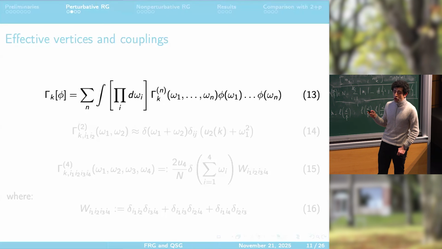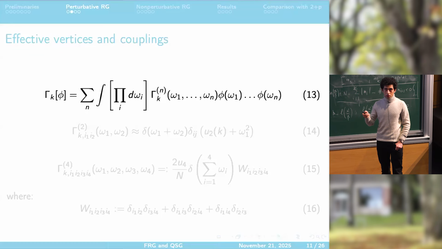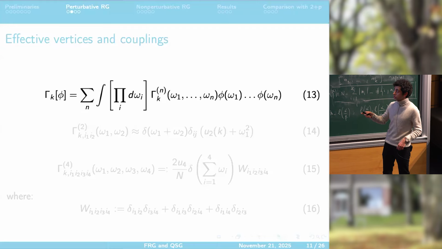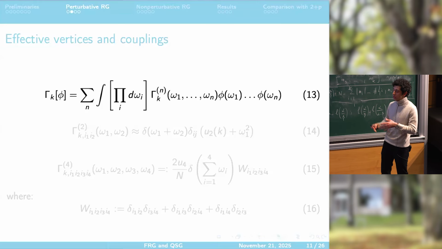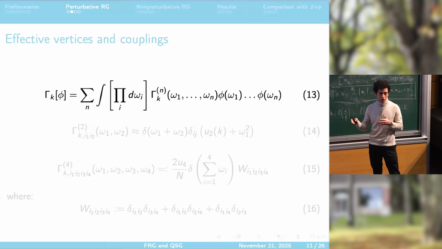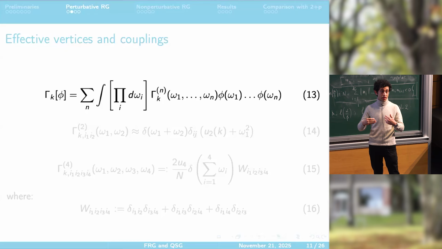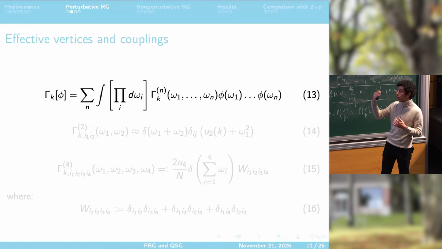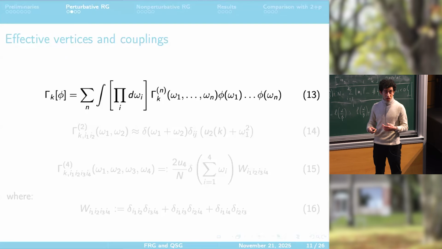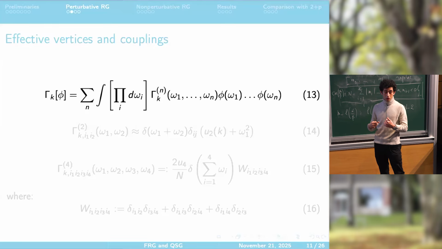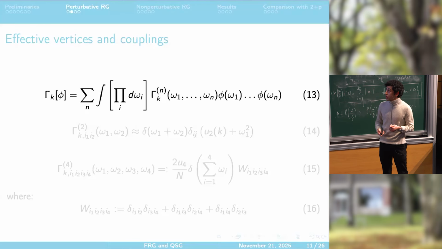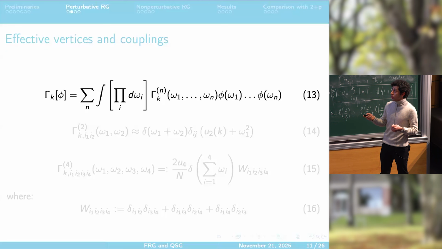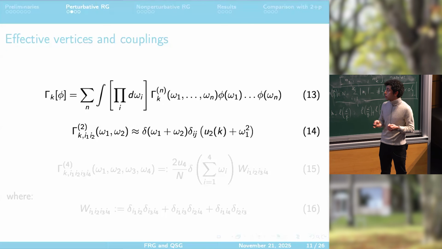So in our case, we truncate naively in the first step after the sextic interaction, because our classical action is sextic, and we assume in the first step that our effective average action respects the symmetries that we have in our microscopic action. So because of that, we look only up to sextic interactions.